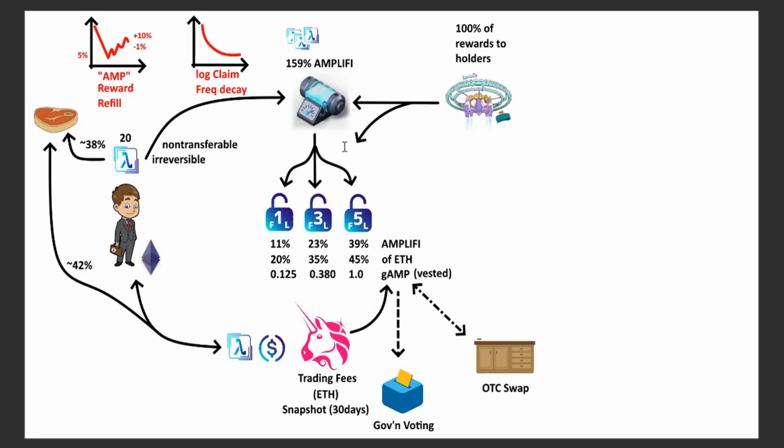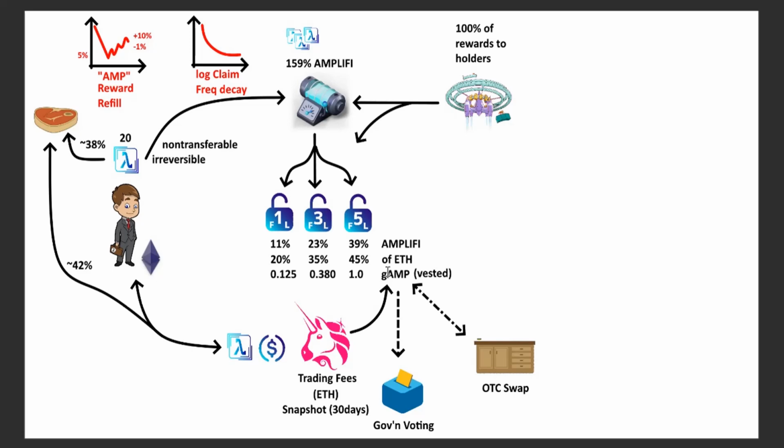Now, the next thing you can do is you can mint GAMP. Again, if you have one amplifier and you fuse it for 5 years, then you can mint one GAMP on top of it. Now, GAMP is basically the governance token of the protocol. But it will be vested over the period that you fused. So you will get 0.125 in a year, or you'll get one full GAMP token in 5 years. Now, what do GAMP holders get?